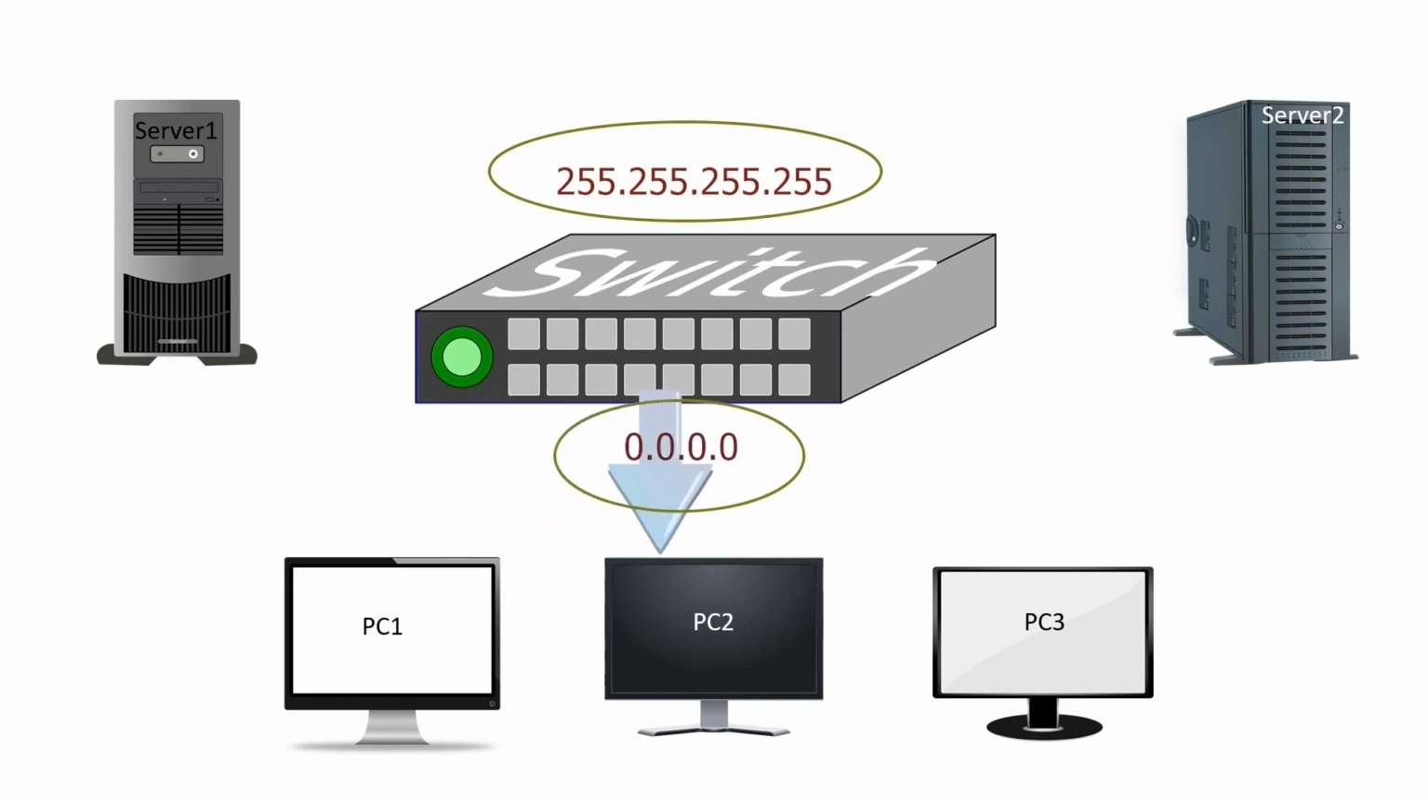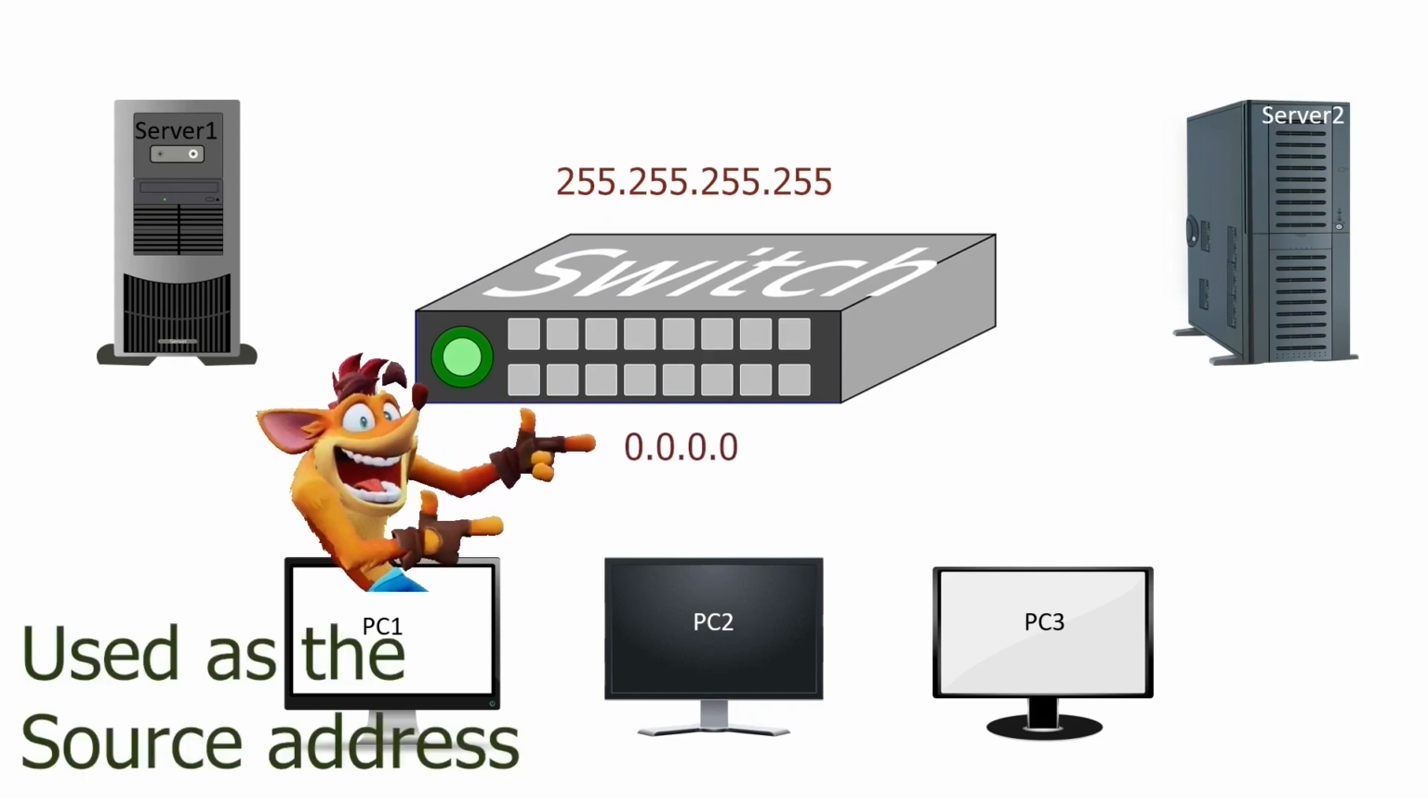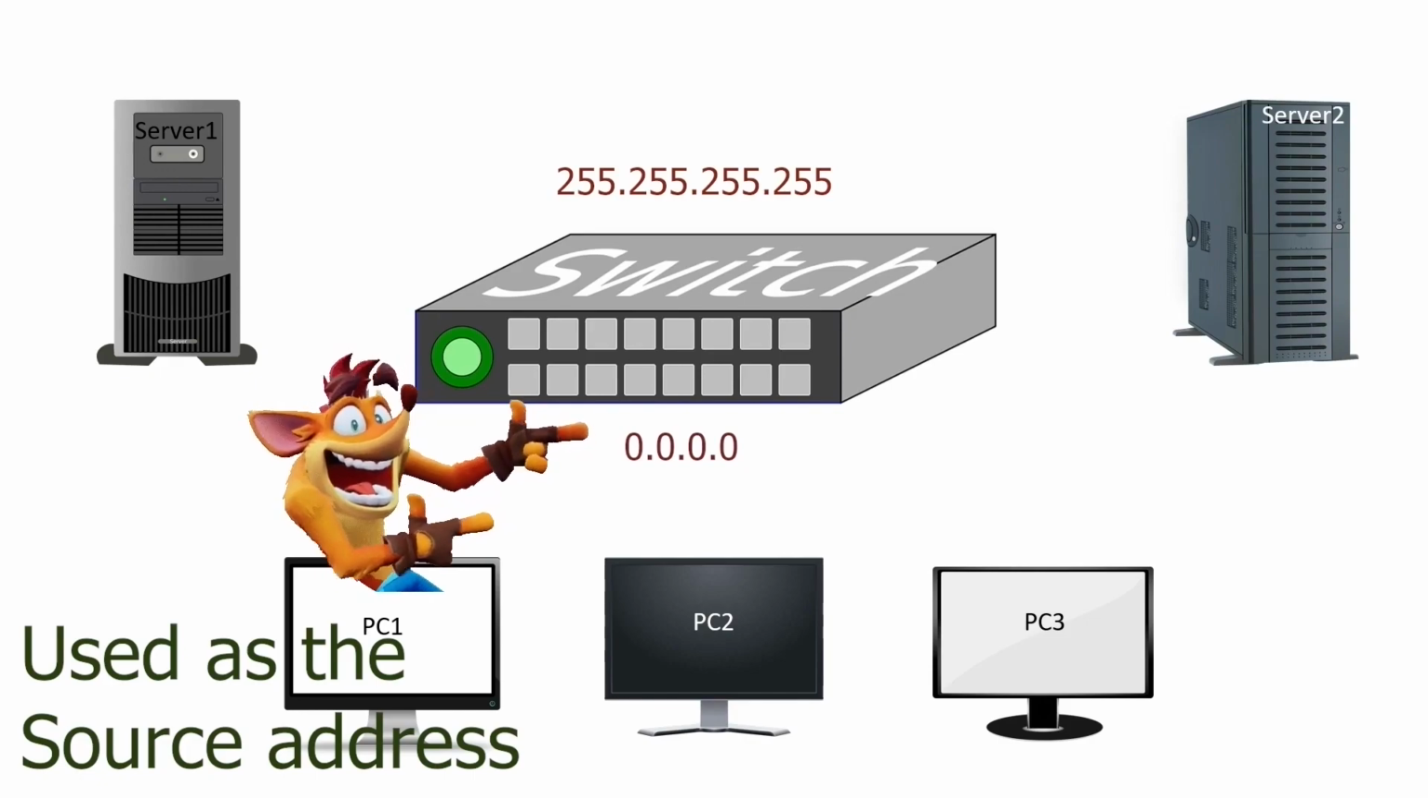Any device, whether it has a valid IP configuration or not, can use these addresses to send and receive messages in the local network. From these addresses, 0.0.0.0 is used as the source address. If a device does not have the source address, it can use this address to send broadcast messages.